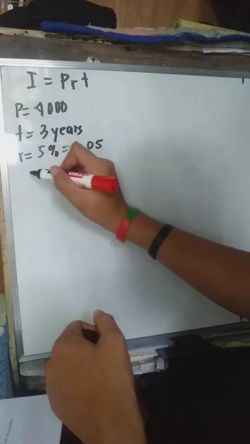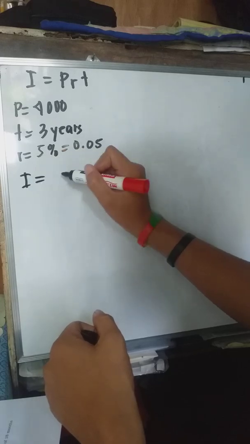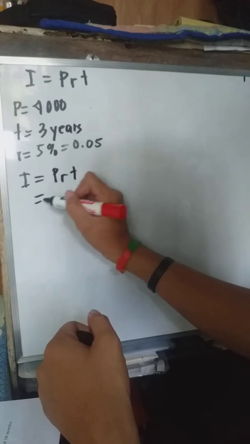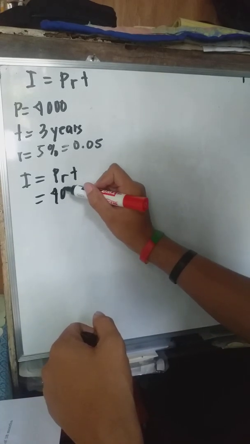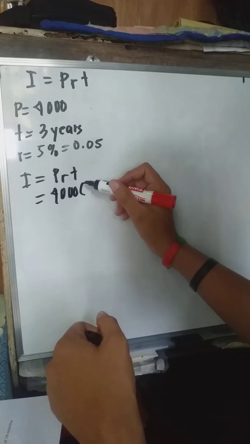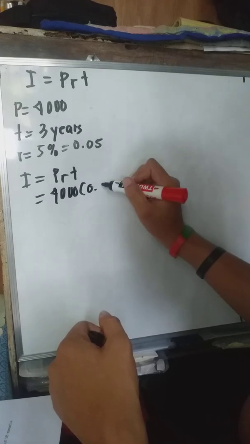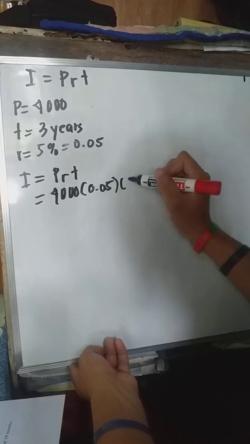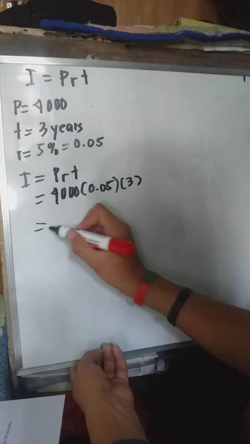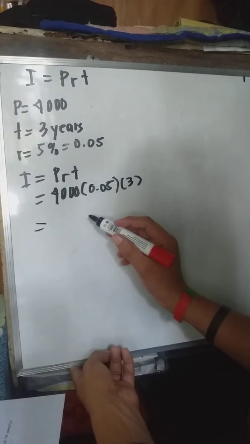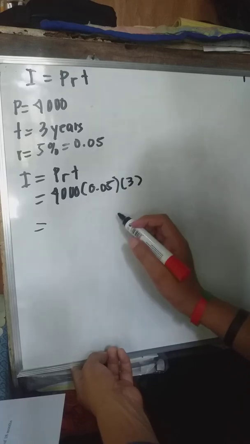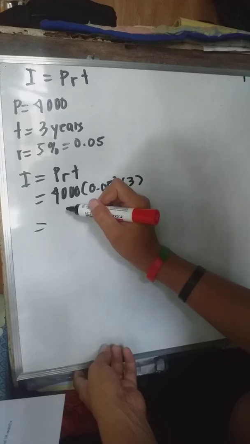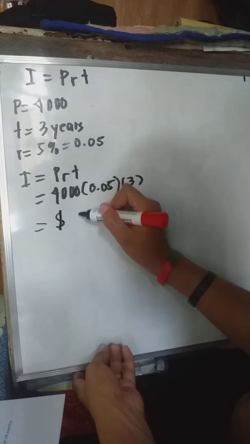Let's substitute sa formula ng interest. I is equal to P times R times T. So, what is P? P is $4,000 times R, 0.05, and times 3 years. So, multiply. You can use your calculator. 4,000 times 0.05 times 3. You will get $600.